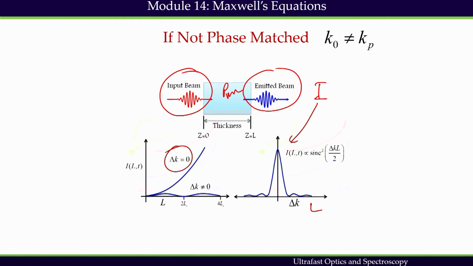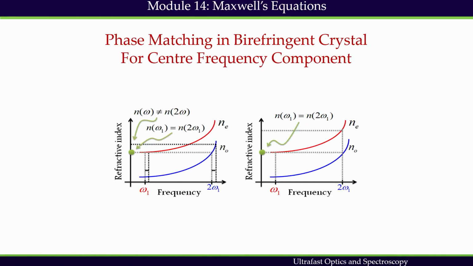So, to achieve phase matching for high harmonic generation, it is necessary to find out a nonlinear medium for which refractive indices at omega 1 and 2 omega 1 are the same. Unfortunately, the index of refraction varies with frequency of radiation. This is a phenomenon called dispersion effect. Therefore, phase matching condition cannot be fulfilled in any medium. The solution is to use birefringent crystal. This is also we have seen before.